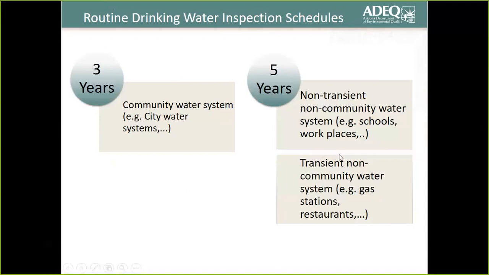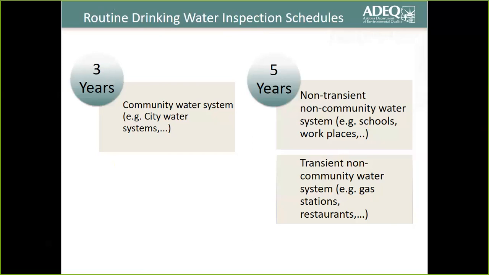The other types of systems are non-community water systems. These can either be non-transient non-community water systems or transient non-community water systems. A non-transient non-community water system is not a community water system, and it regularly serves at least 25 of the same people over 6 months out of the year. Usually these are workplaces or schools where people are using the water most of the time, but they don't necessarily live there.